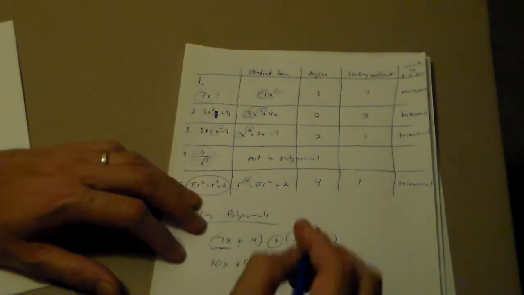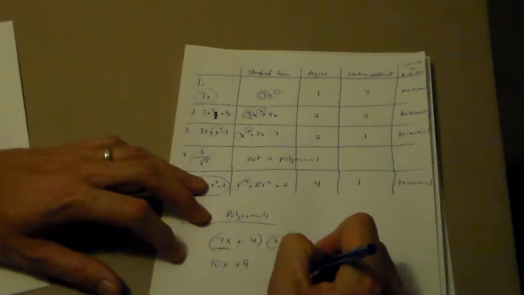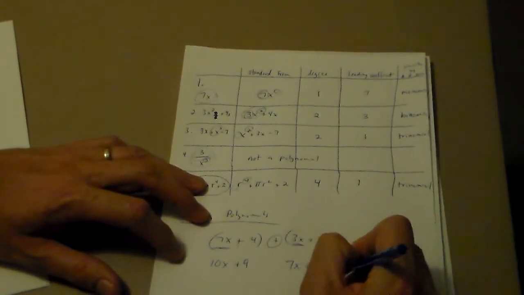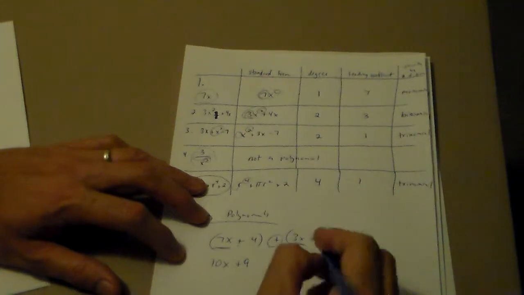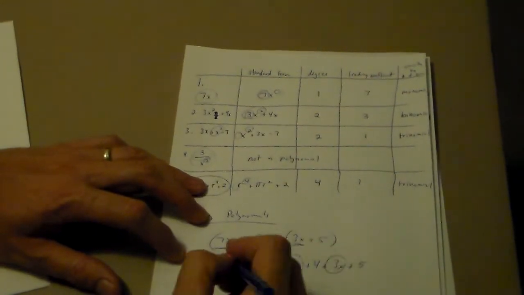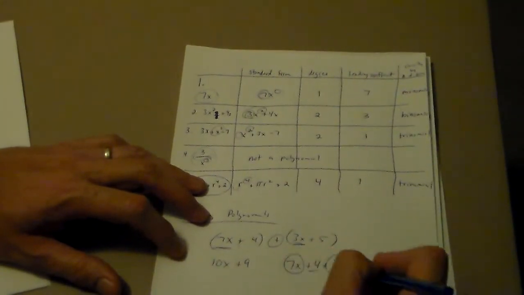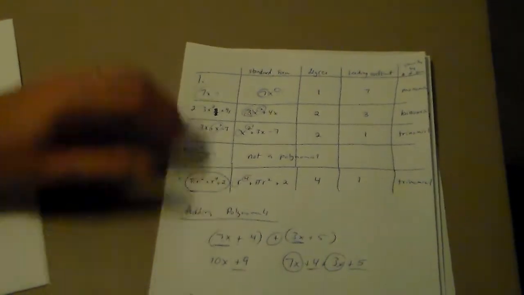I could also have written that like this: 7x plus 4 plus 3x plus 5. I didn't need the parentheses. And then I'd say 7x and 3x is 10x. 4 and 5, 9. Same thing.